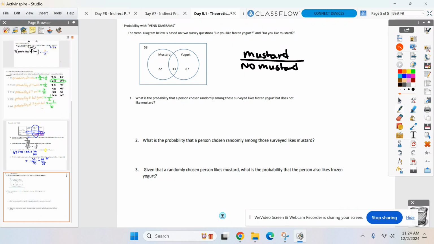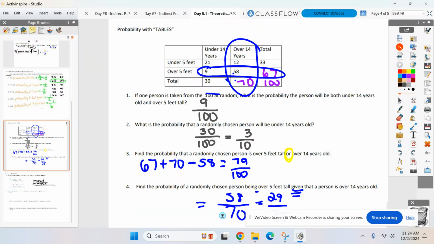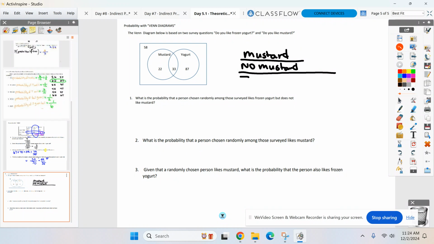You either like mustard or you don't. There's only two options there. And then we always need a, what did everyone have at the end of our tables? Total, right? So put a total down there. We're good so far? Let's do 58. Oh, I'll get there, young buck. You don't like either. Relax. Yeah, you got that.